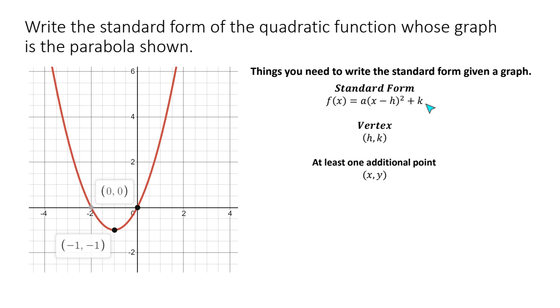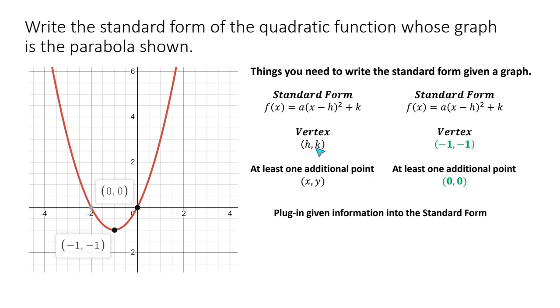And of course, always remember your standard form. So when you're reading the instructions, write the standard form. As soon as I see that, I always like to write it down here because I'm probably going to have to use it in some way. Okay, so let's see what information we have. The vertex is -1 and -1, so I'm going to write it here. And at least one additional point.